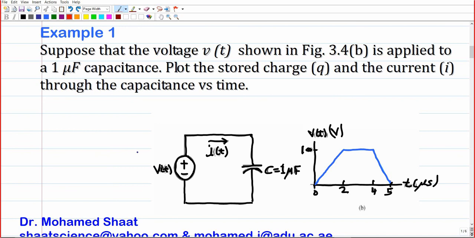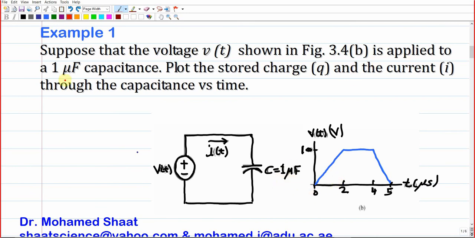So there is a current I of T that is flowing through the electrical circuit. This is the current of the electrons to be used for charging the capacitor. So suppose that the voltage V of T shown in figure B is the voltage that the battery is going to give over time. So again, V of T is the voltage as a function of time that the battery is going to give to the capacitor. So the capacitor is going to make use of this voltage to store energy.